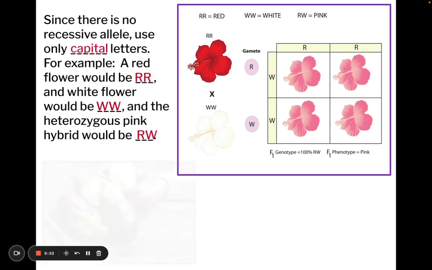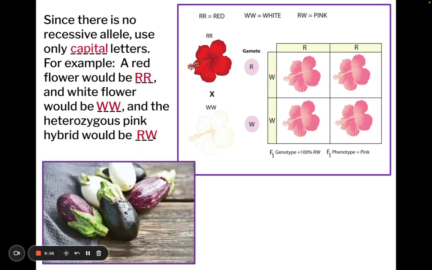Since we don't actually have a recessive allele, we're going to use two different letters today. It's going to get crazy. When we have a homozygous red, it's going to be big R, big R. When we have a homozygous white, instead of little r, it's going to be big W, big W, because neither allele is dominant over the other. Therefore, the heterozygotes that are the offspring of a homozygous red and a homozygous white would be a hybrid, which would be the phenotype pink. So RW would be the genotype and the phenotype would be pink, okay?